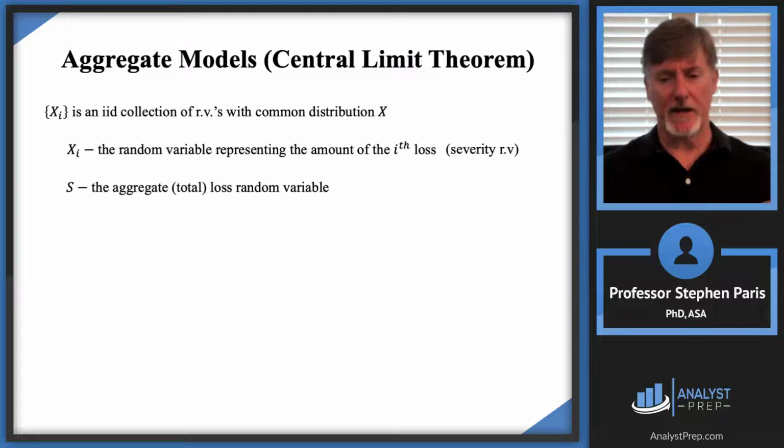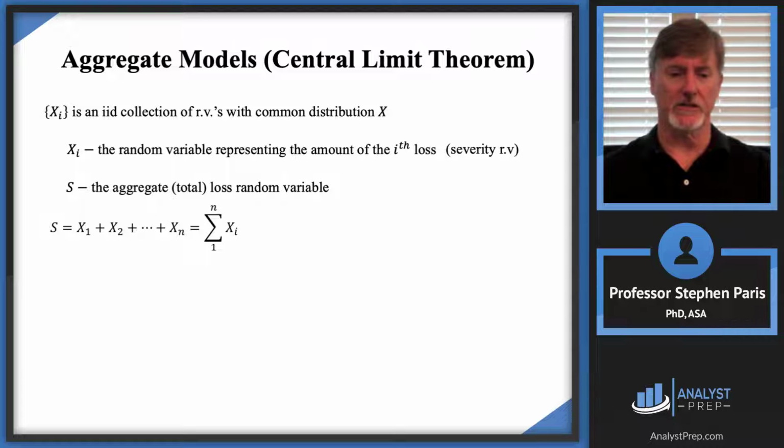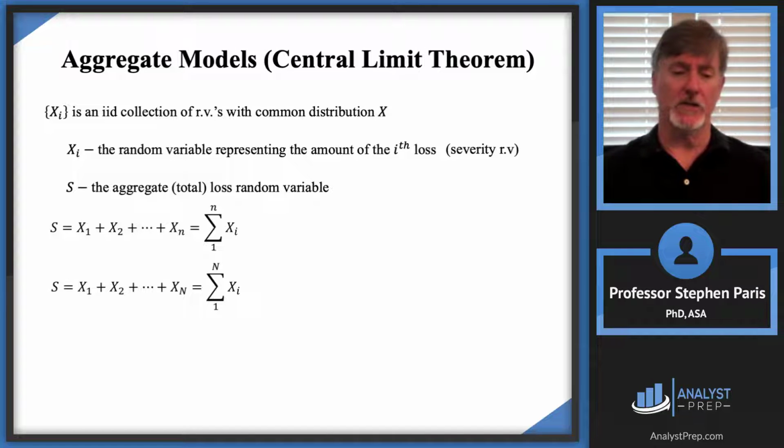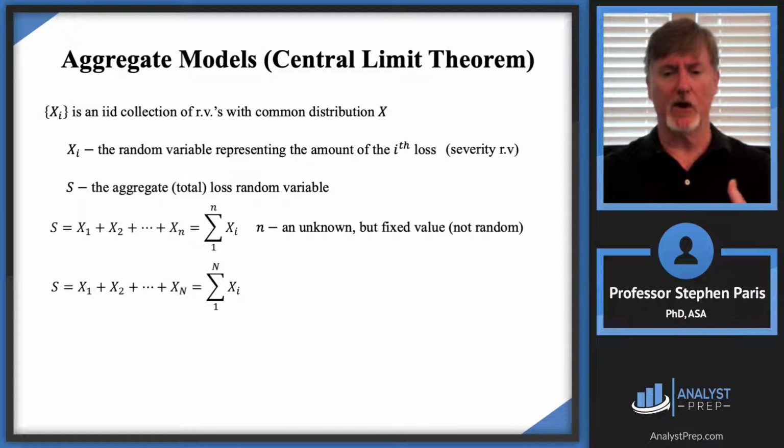And then I'm going to define capital S to be my aggregate or total loss random variable. So I would add up all those individual losses like we just discussed, and I could use sigma notation as a shorthand. Now, I'm going to put another sum below this, and notice the difference between these two sums is very subtle. In the first sum, I used a lowercase n, and in the second sum, I used a capital N. In the first sum, I'm thinking of n as an unknown but fixed value. I don't know what it is, but it's some fixed value. In other words, it's not random at all.